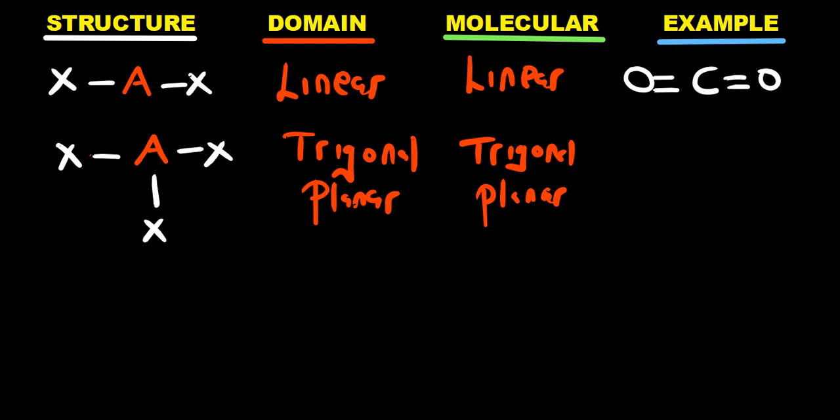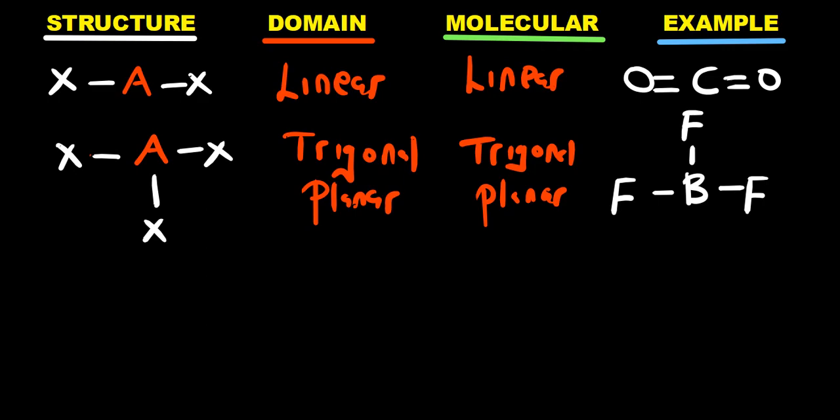So the common example that you can give on this one is your boron trifluoride. So let's say boron is our central atom. This boron is connected to F, it's connected to F, and it's also connected to another F. You can either put it down or up, so let me put it up. So this kind of arrangement is called a trigonal planar.